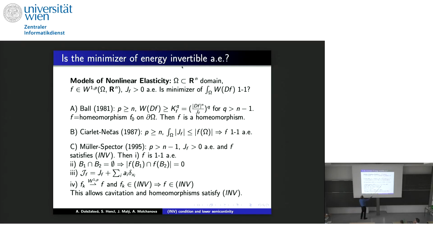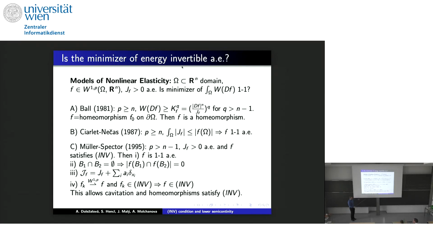Again, the mapping doesn't change sign, and f satisfies the so-called INV condition. I will give a proper definition on the next slide. It means that what is inside stays inside, what is outside stays outside. Something very natural. The precise definition is coming. Under these rather natural assumptions, you gain that your mapping is really one-to-one almost everywhere, which is what we want. And you have plenty of other natural results: that you have disjoint balls, and that the images are essentially disjoint.